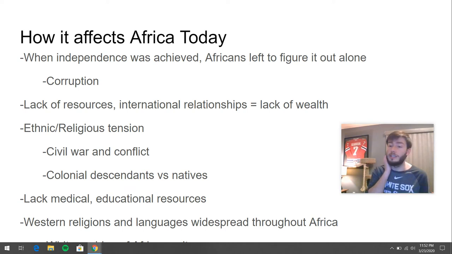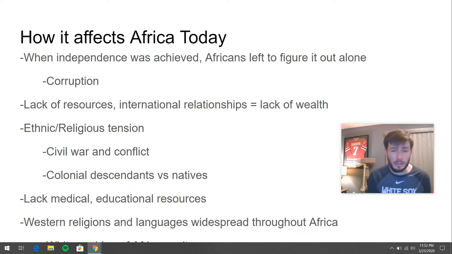Just to give you an example, in the country of the Congo, they had a female prime minister who was arrested for embezzling funds. And she went to court, and in court, she told the jury that a snake ate all the money, and that's where the money went. And the jury was like, okay, not guilty. So that's the level of corruption we're talking about.